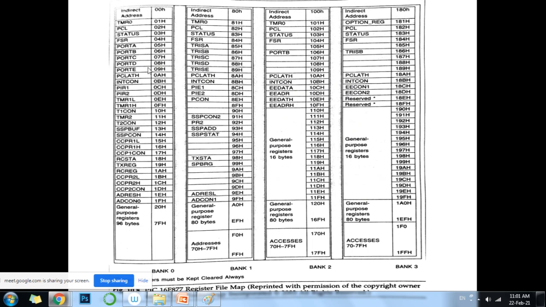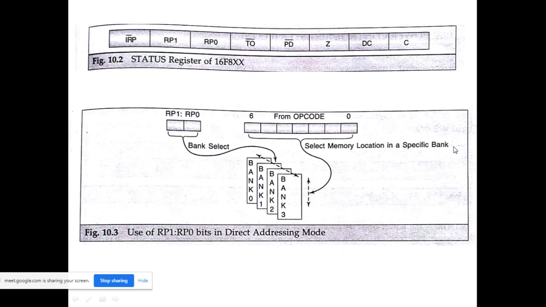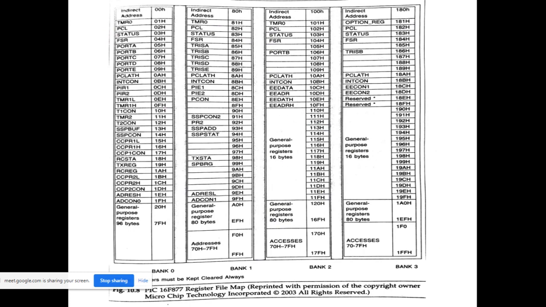First of all, let us see how the addressing is done. There are two types of addressing modes: direct addressing and indirect addressing. So let us discuss that first. The question is how an instruction addresses one particular location in this memory.